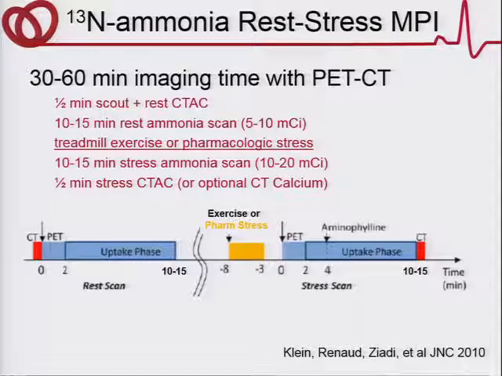One of the big advantages of ammonia, of course, is that you can also do treadmill exercise. So you can exercise, inject the tracer at peak stress, and then put the patient in the camera, at least to do relative perfusion imaging. If you are going to use exercise, you will not be able to do dynamic imaging for blood flow quantification, obviously. So you need to choose either exercise MPI or pharmacologic stress with flow quantification.